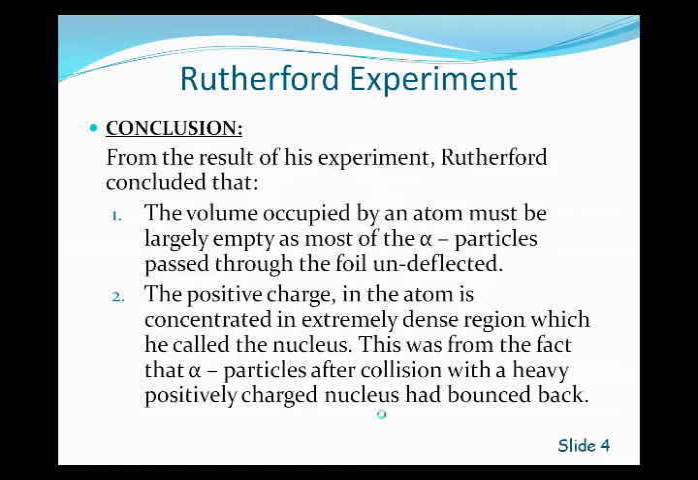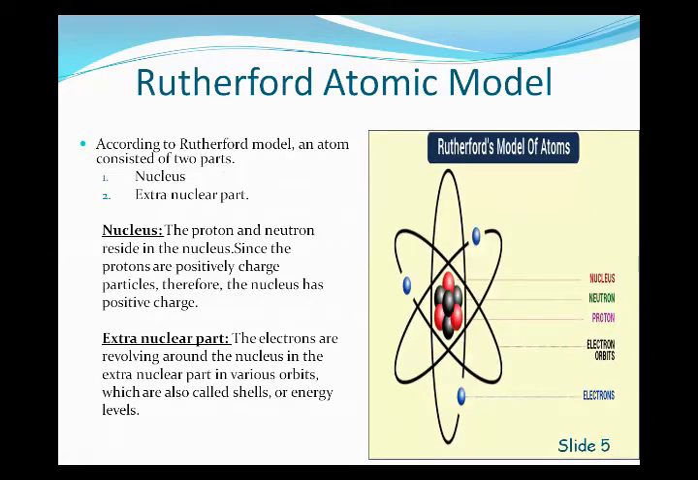Now from this, Rutherford moved toward the Rutherford atomic model. According to the Rutherford model, an atom consists of mainly two parts: one is the nucleus, the second is the extranuclear part. The protons and neutrons reside in the nucleus. Since protons are positively charged particles, the nucleus has a positive charge. A proton has a positive charge and a neutron has no charge.